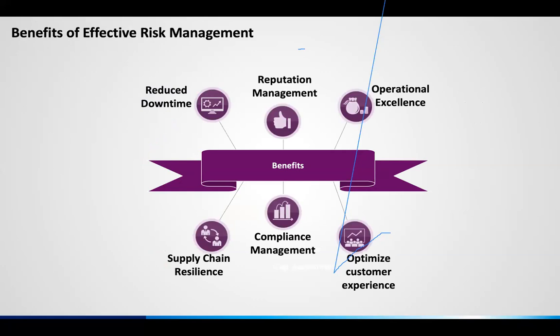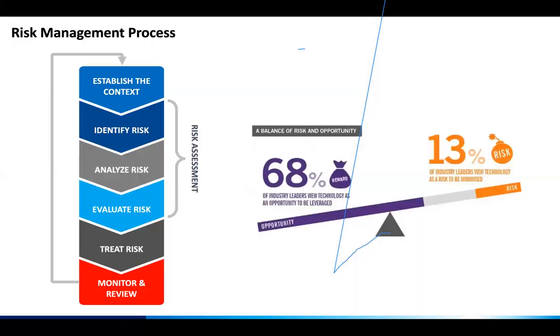So what would be the benefit of effective risk management? It would be reduced downtime, reputation management, operational excellence, because now you have repeatable processes, optimized customer experience, compliance management, and then lastly, supply chain resilience, just to mention a few. Okay. So this is how the risk management process normally looks.